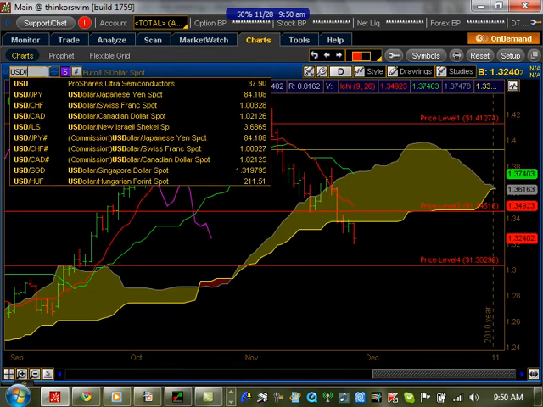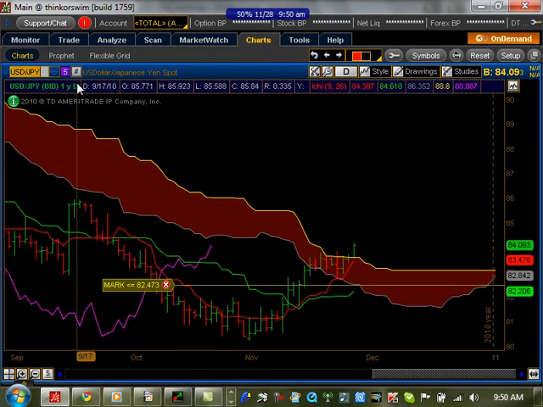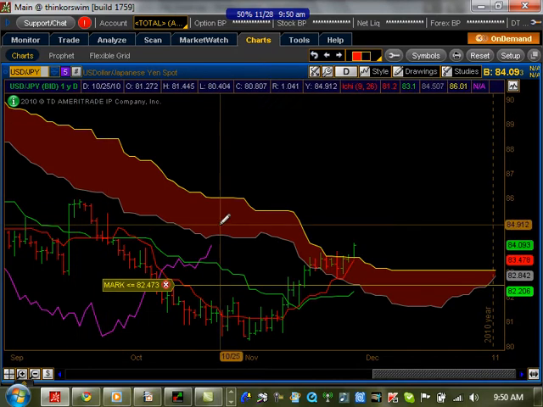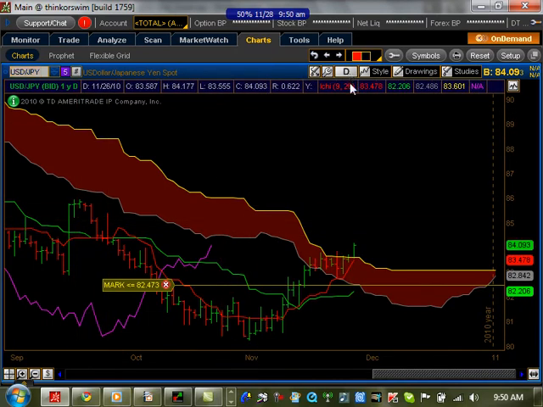Let's go look at the US yen. US yen, finally it broke to the top side, broke its low level here. Let's go to weekly actually first.